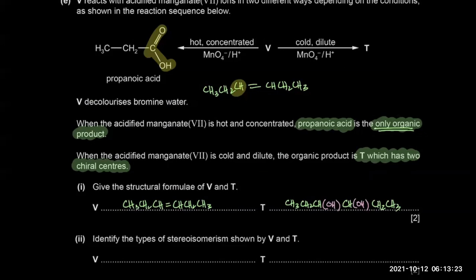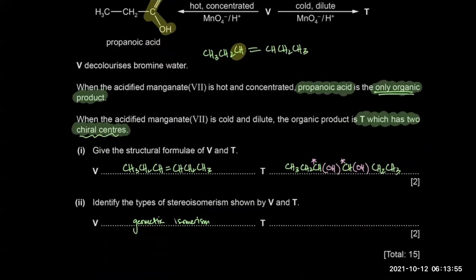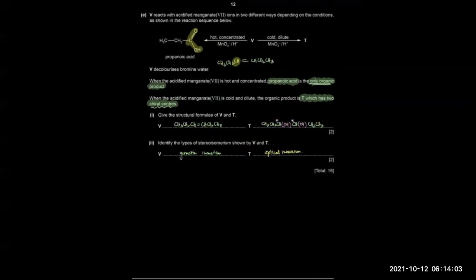Identify the types of stereoisomerism shown by V and T. What type of stereoisomerism does V show? V is an alkene, so it shows geometric or cis-trans isomerism. And what about T? They've already told us what T shows. It has two chiral centers, so it shows optical isomerism. Good. T shows optical isomerism.